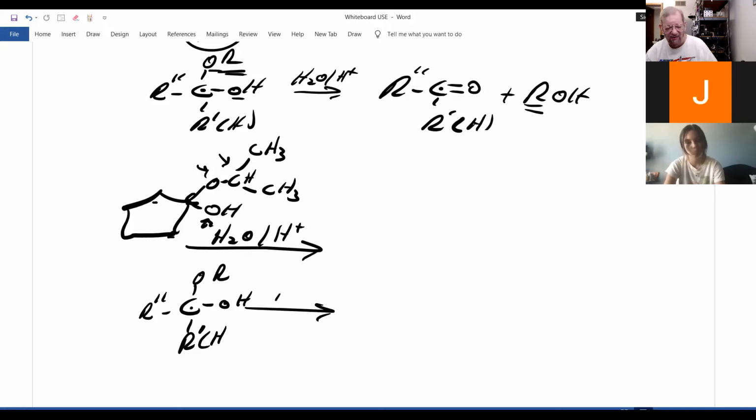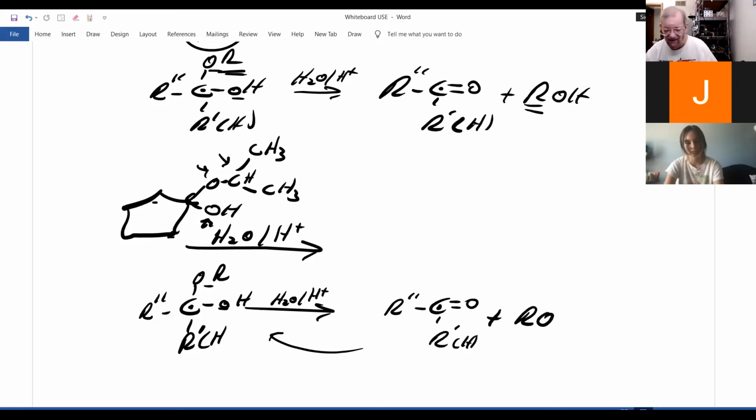When you react that with acid and water, or water and acid, doesn't matter which you put first, the carbon here with the two oxygens becomes a carbonyl. And what's attached to it carbon-wise, R prime or H, could be hydrogen too, R double prime gives you the ketone or aldehyde you would have used to make that. In this case, hemiacetal or ketal. And you also get the alcohol, which comes from here.